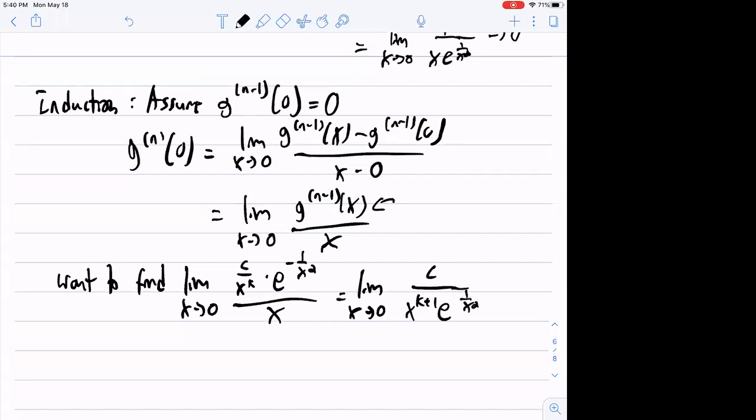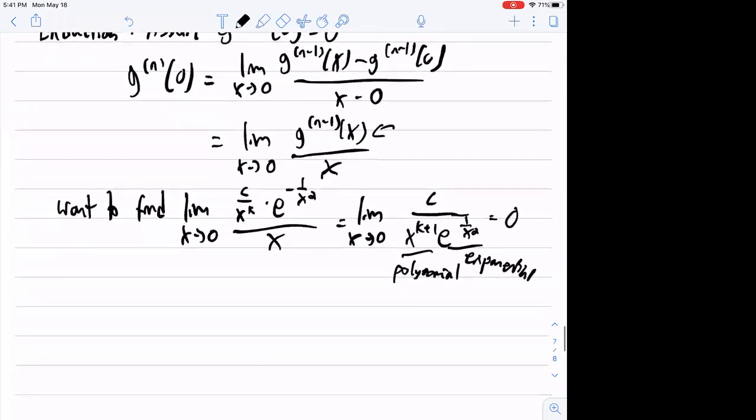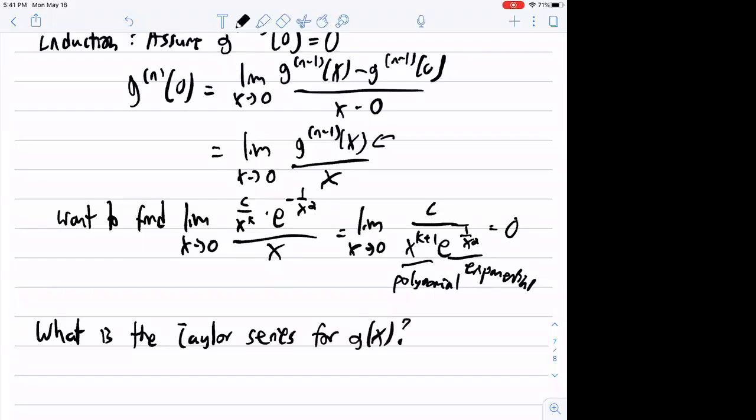But same argument, right? This is polynomial, this is exponential, so this thing will be 0. So you sort of see that the derivatives are all 0 for this function. Now, why is that a problem? Let me ask you all, what is the Taylor series then, after this calculation, centered at 0?